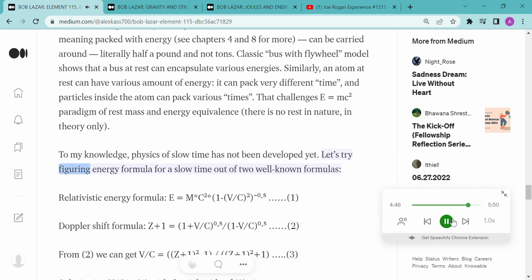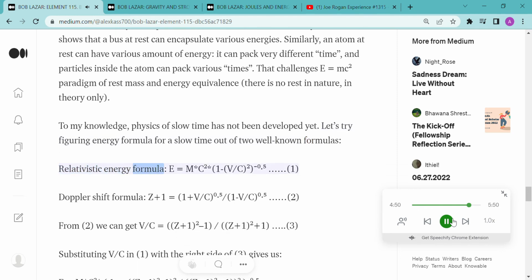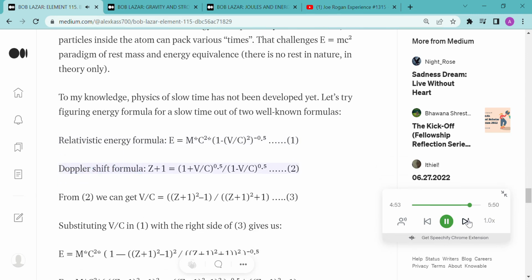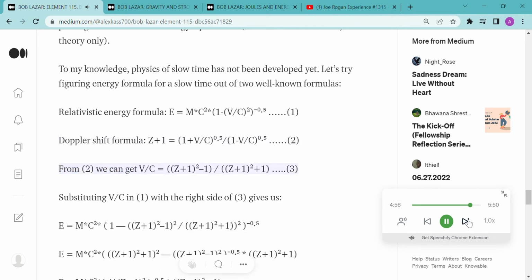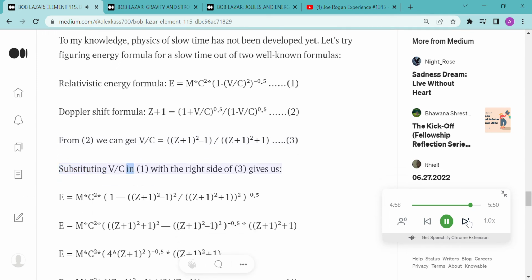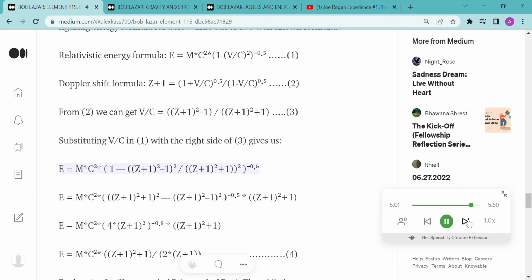Let's try figuring out the energy formula for slow time out of two well-known formulas. Relativistic energy formula: E equals mc squared over (1 minus v squared over c squared) to the power 0.5, formula 1. Doppler shift formula: Z plus 1 equals ((1 plus v/c) over (1 minus v/c)) to the power 0.5, formula 2. From 2 we can get v/c equals ((Z plus 1) squared minus 1) over ((Z plus 1) squared plus 1), formula 3. Substituting v/c in 1 with the right side of 3 gives us E equals mc squared over (1 minus (((Z plus 1) squared minus 1) over ((Z plus 1) squared plus 1)) squared) to the power 0.5.